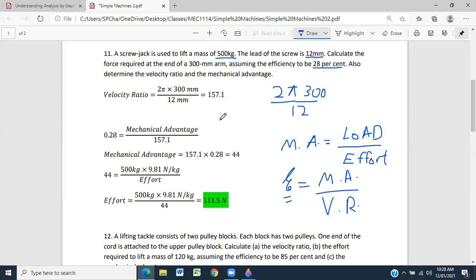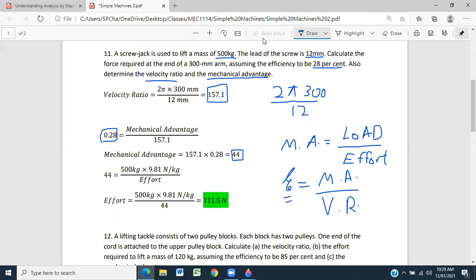So we found the velocity ratio, and we use it along with the efficiency, the 0.28, to find the mechanical advantage. We use the efficiency we were given, 28%, which is 0.28, and the velocity ratio we just found, 157. Transpose and we find the mechanical advantage is 44. So find the velocity ratio, then find the mechanical advantage.